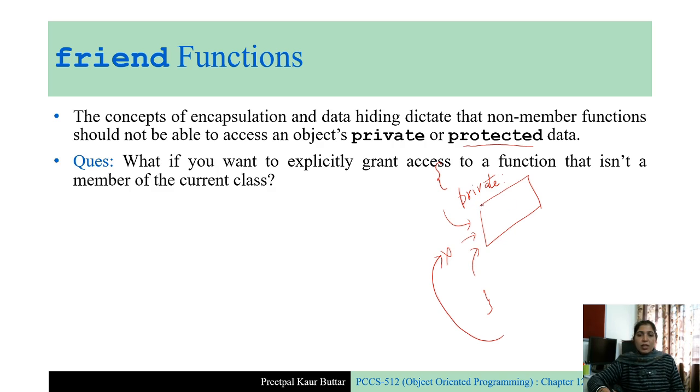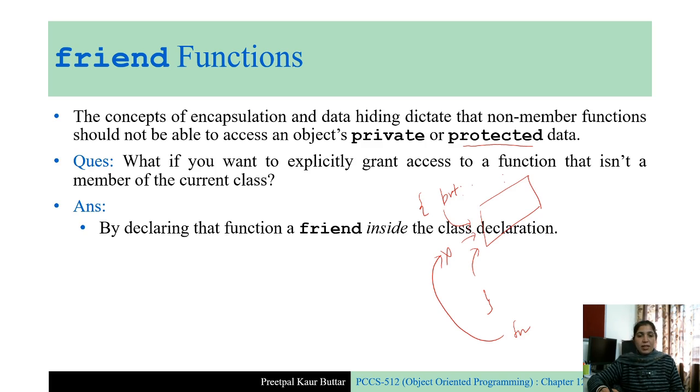Now a question arises: what if you want to explicitly grant access to a function which is not a member of the class? There is a function here and you want this function to access this data which is in the private section of the class. Then what is the solution to this? Is there any solution? Yes, there is a solution. The solution is by declaring that function a friend inside the class declaration.